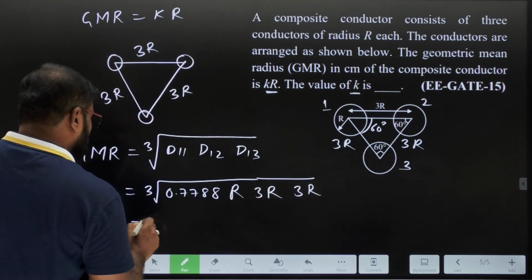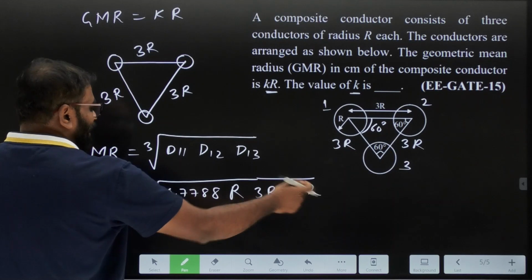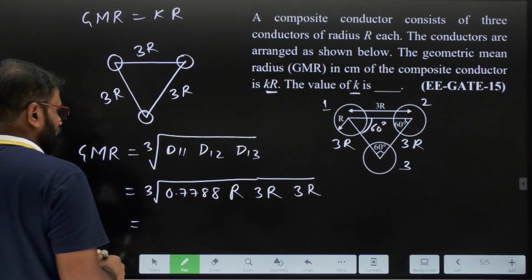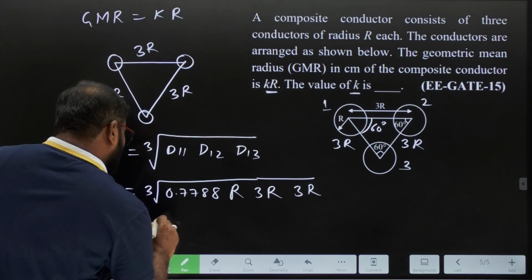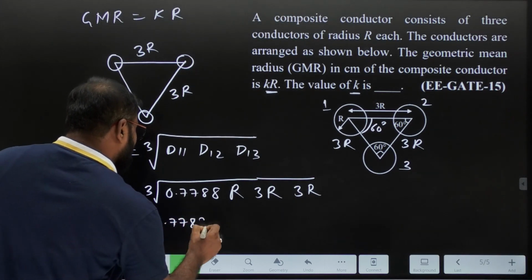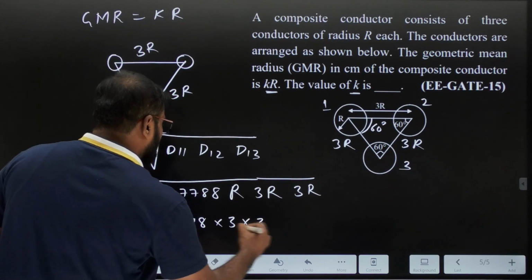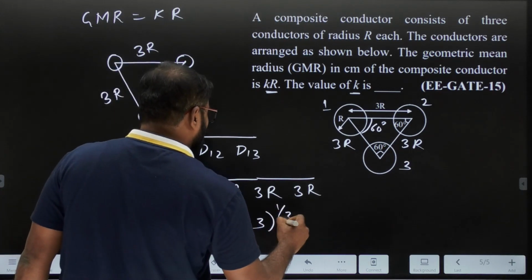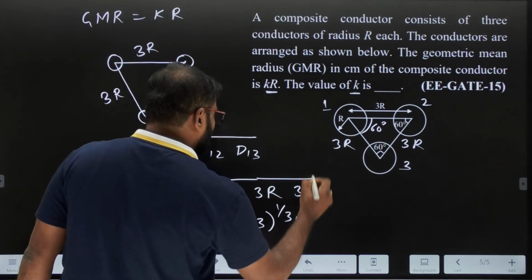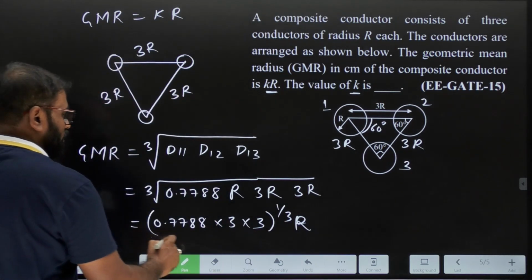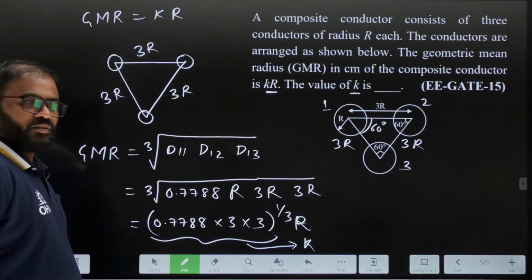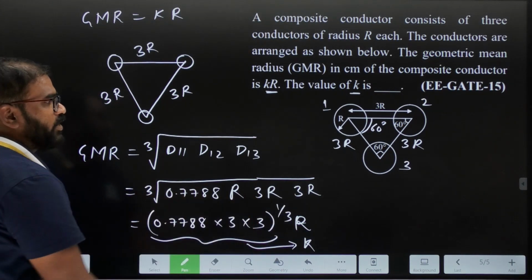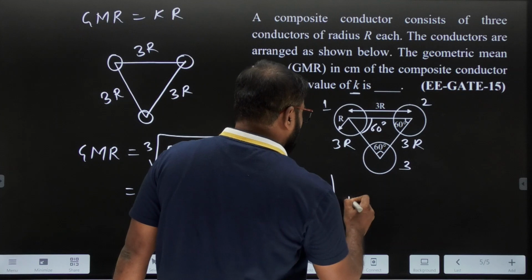So what do I get now? R cube and whole power 1 by 3. So we can take out that R. So what is left? 0.7788 into 3 whole power 1 by 3 times R. Now this is the answer, K. Correct or not? This is equal to KR. Now what is the value of K that is being asked? Now tell me, what is K?